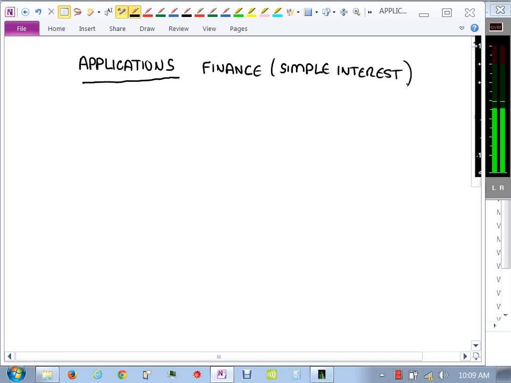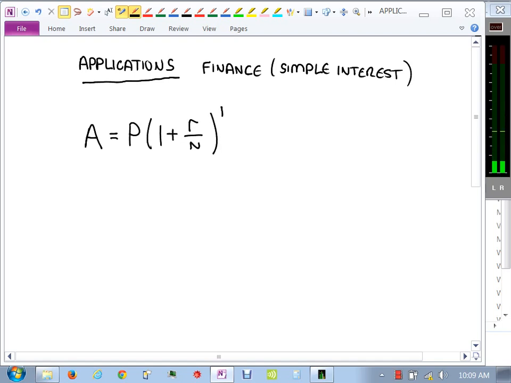There are two ways, and that's what we're going to discuss today. The first way that the bank computes interest is using this formula right here: A equals P times (1 plus R over N) raised to the NT. I almost forgot it.